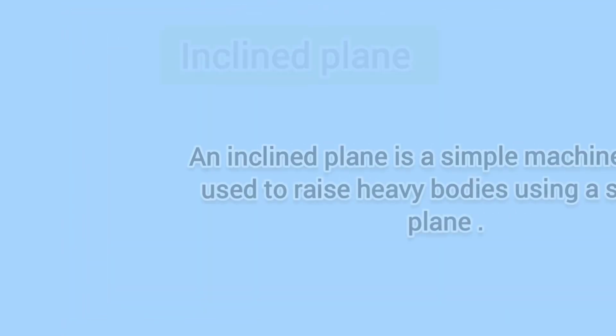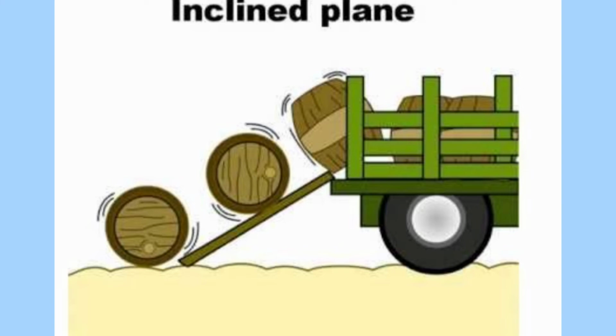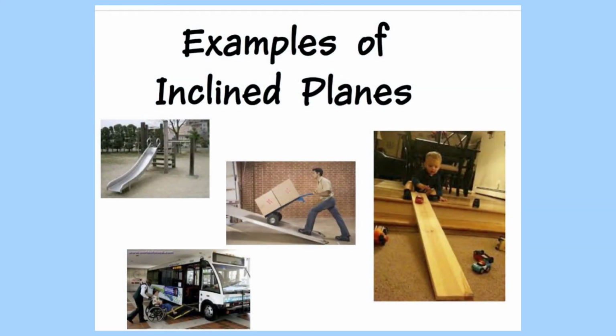Inclined plane. An inclined plane is a simple machine that is used to raise heavy bodies using a sloping plane. Sidewalk ramp, inclined conveyor belt, etc. are inclined plane examples.